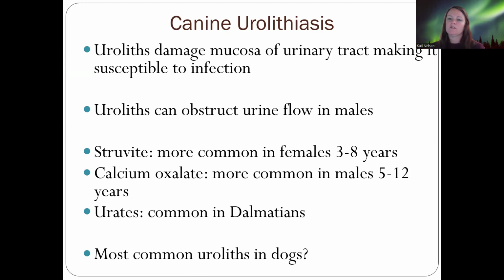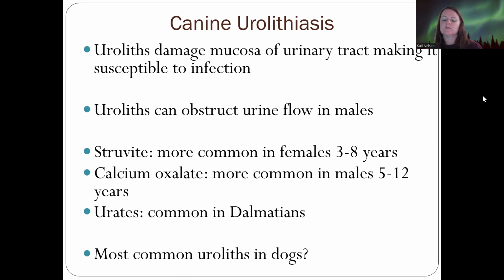Uroliths damage mucosa of the urinary tract, making it more susceptible to infections. That's something that we did know prior to this. Remember, they kind of bounce around within like the bladder, and they can be pretty hard on the bladder. They can also obstruct urine flow, especially in boys. We've talked about this. Struvites are more common in females, 3 to 8 years of age, and then the calcium oxalate is more common in our male dogs. Urates are actually like one that you see in Dalmatians, and honestly, I haven't seen a whole lot of Dalmatians in practice, but when I have, they have had urates, so I feel like that's kind of interesting.